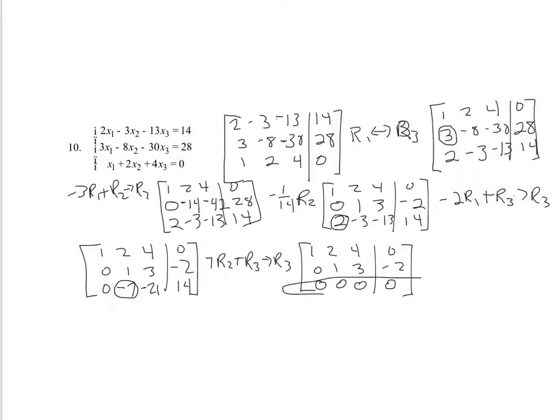Now notice what just happened. I have all zeros in the bottom row. Is that a true statement or is that a contradiction? Well, because that's a true statement, that tells me we have infinitely many solutions.